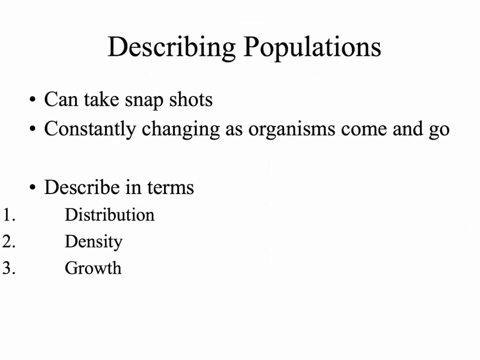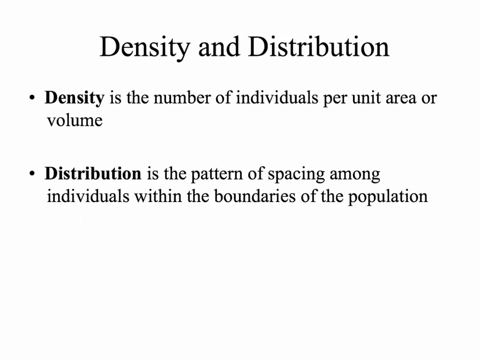We're going to start with populations. To describe populations, we generally take snapshots of what's going on right then and there. Populations are dynamic. They're constantly changing as organisms come and go, live and die. We can describe our population in three major ways: in the distribution, or how those organisms are spread out, the density, how many there are per unit of area, and in growth. So how quickly is the population increasing, decreasing, or is the population stable?